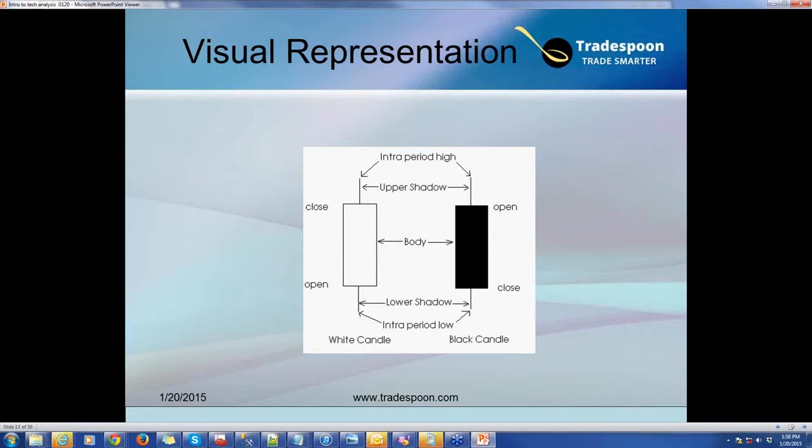Also very important are these shadows that you can see on your screen, the upper shadow and the lower shadow. They show you the intraday high and intraday low, which can also give you an indication of how much volatility we had in the market for that day or for that time frame.